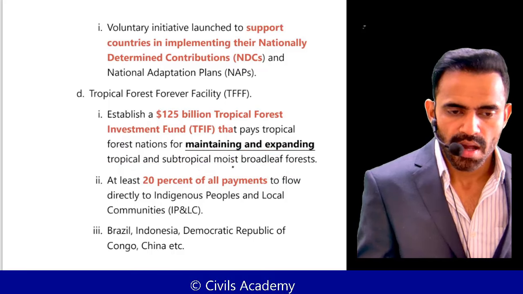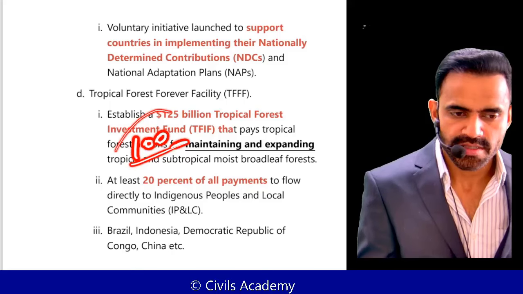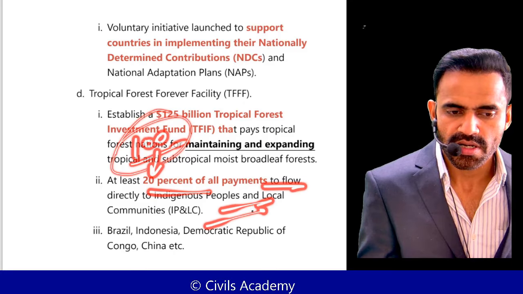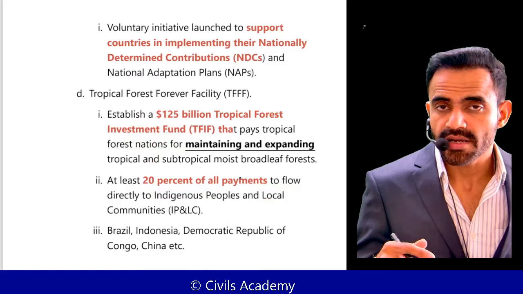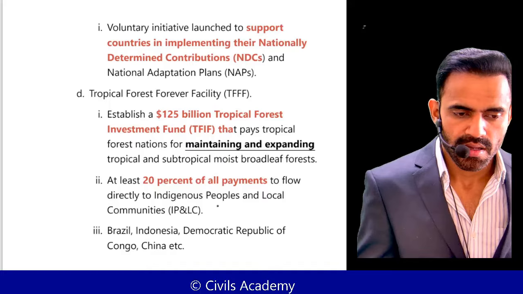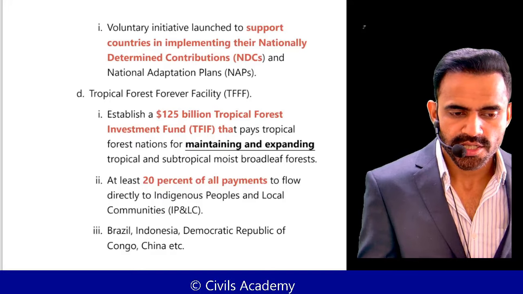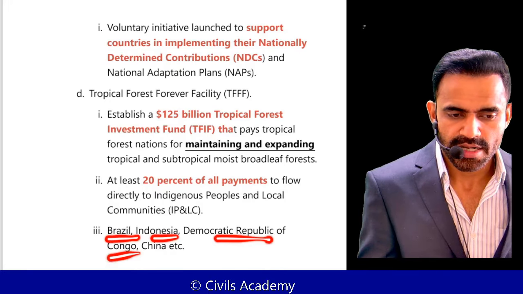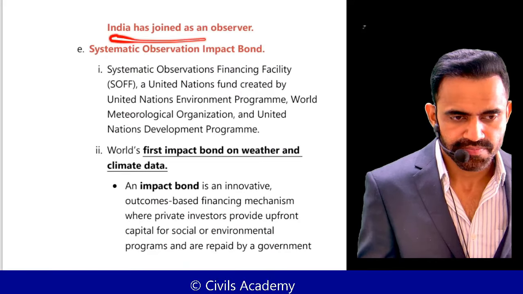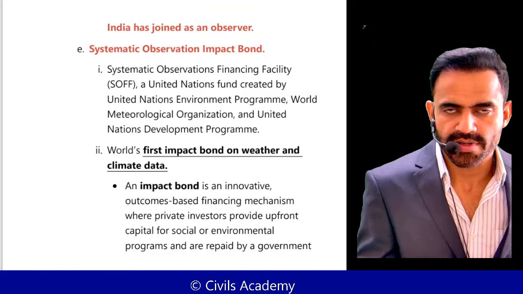Out of that funding, let's say a country received 100 rupees, out of that 20 rupees need to be given to the local communities. That simply means we are ensuring people's participation in this forest conservation. Okay, so this initiative is by Brazil, Indonesia, DRC, and China. India has recently joined this as an observer, so that's why it is important.